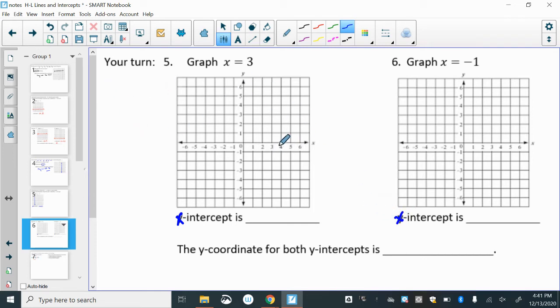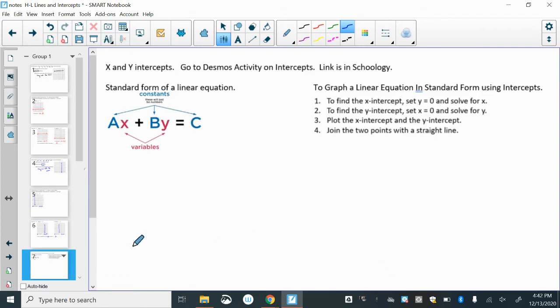Here, if we had x = 3, we would get this line here. x = -1 gives us a vertical line right here. And the x-intercept is, what's going to be that point? It's going to be (3, 0). This is going to be (-1, 0). And the y-coordinate for both x-intercepts is going to be 0. All right, so that's just graphing with those.